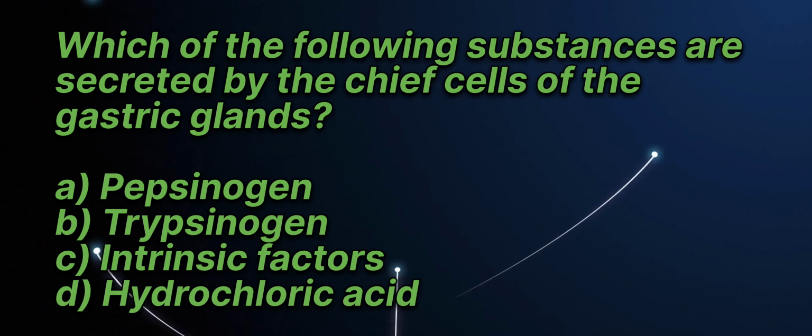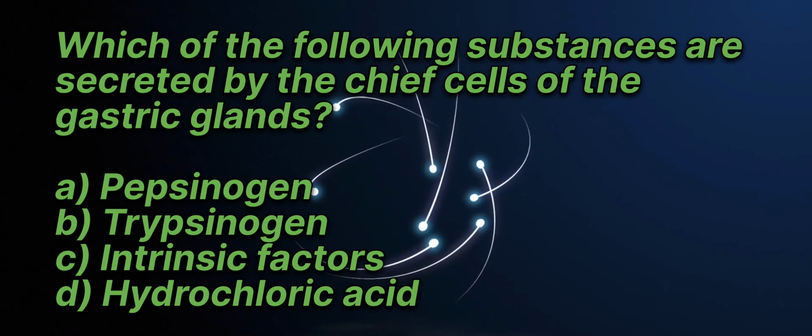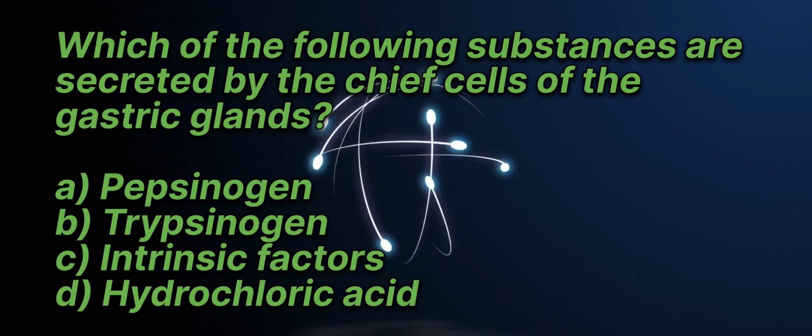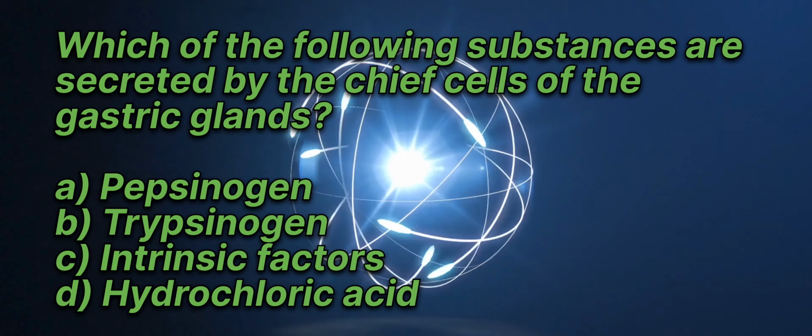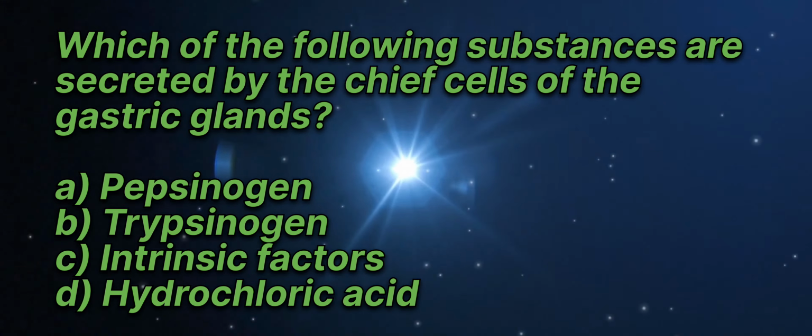Which of the following substances are secreted by the chief cells of the gastric glands? A. Pepsinogen. B. Trypsinogen. C. Intrinsic factors. D. Hydrochloric acid.